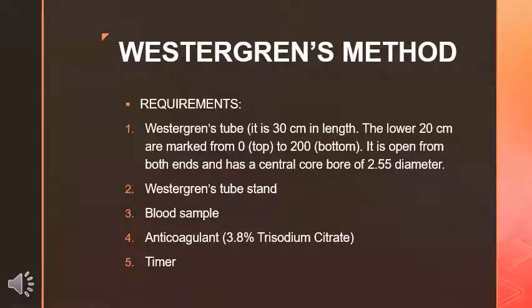There are two methods. First of all is the Westergren method. In the Westergren method, the following things are required. Special tubes, Westergren tubes, are used. A Westergren tube is usually 30 centimeters in length and graded. Actually the length is 30 centimeters, but the grades are in millimeters, so 0 to 200 millimeter grades are present on the Westergren tube.